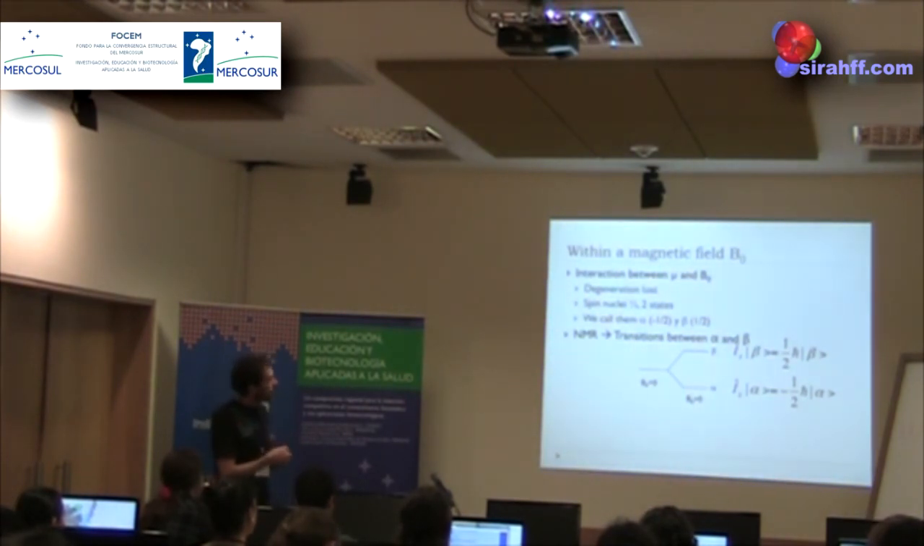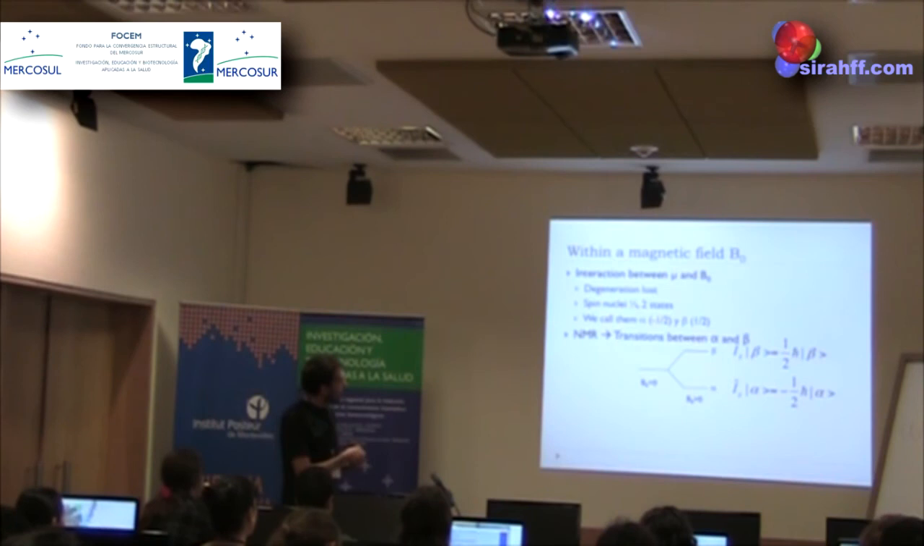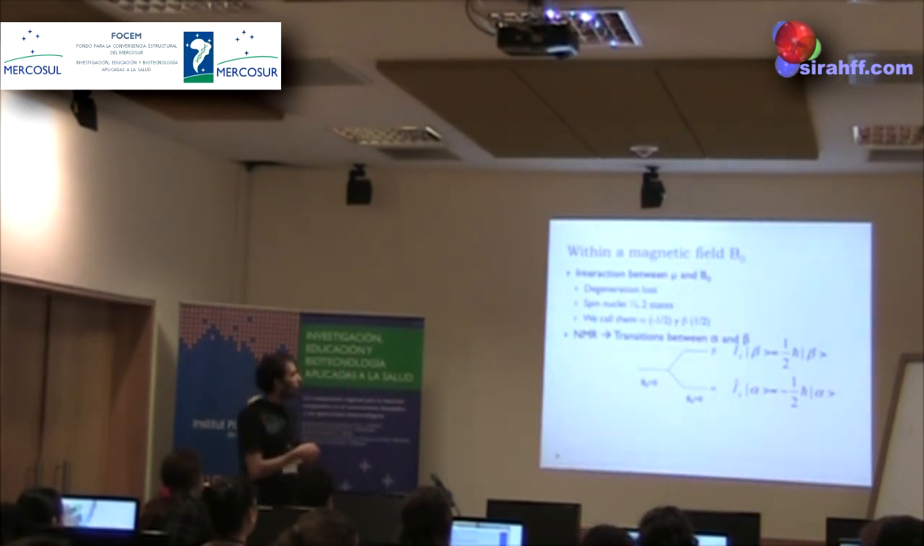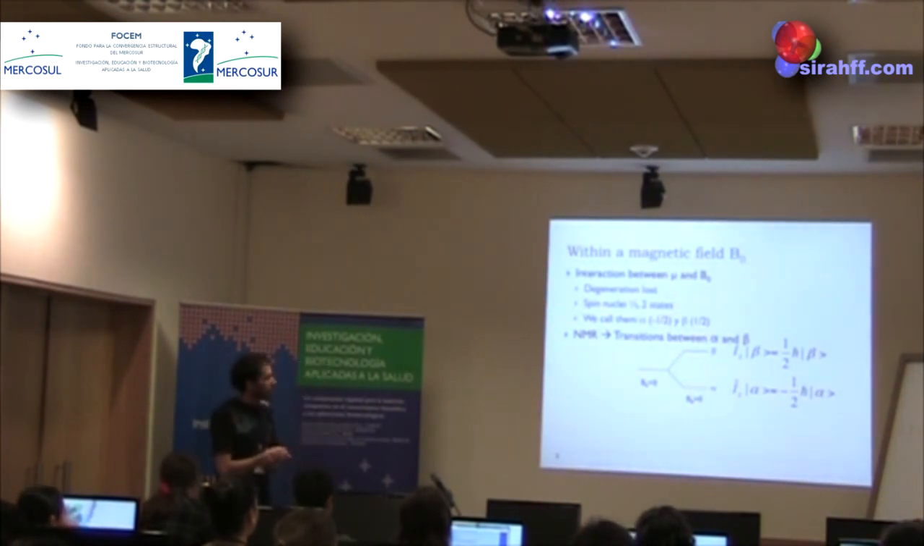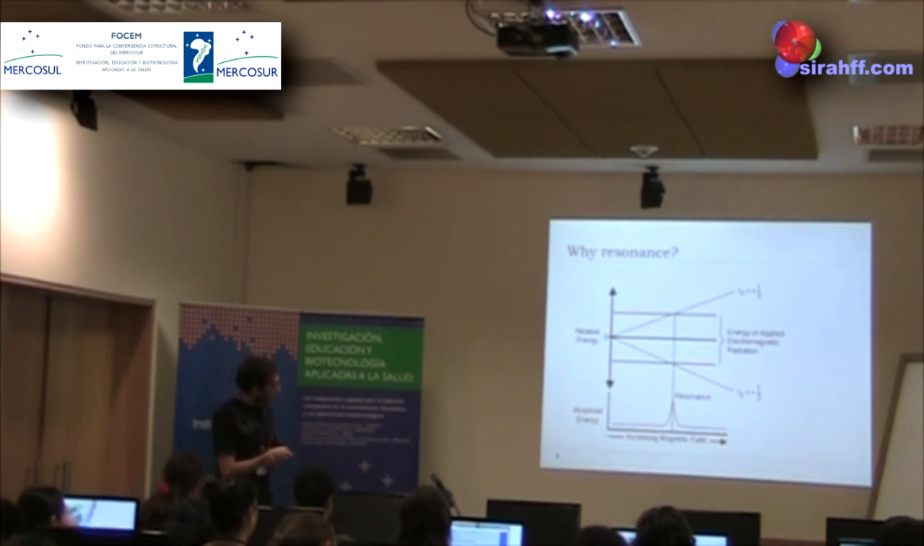So in spin 1/2 nuclei, you have only two states. You have the up state and the down state, if you wish. We call them alpha and beta. In principle, these two states are degenerate, but when you put your sample in the magnetic field, they are not degenerate, they have two different energies, and what we measure in NMR is transitions between these two levels, which have an energy difference depending on the magnetic field applied.